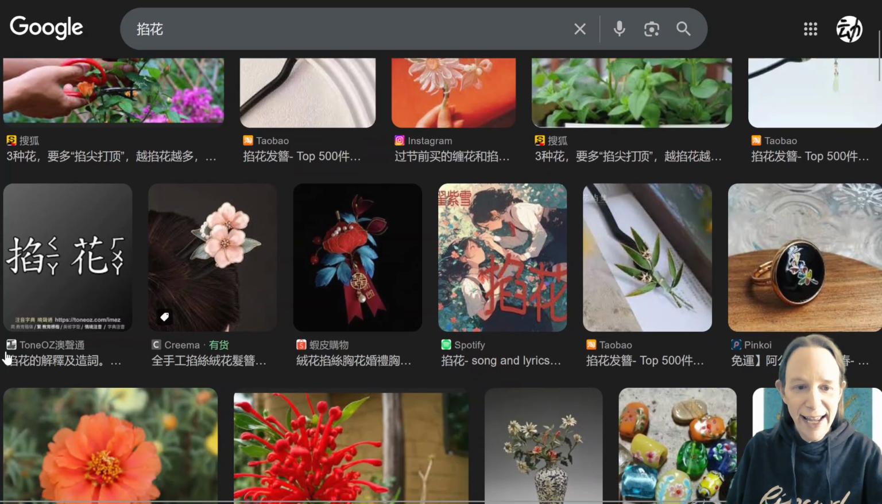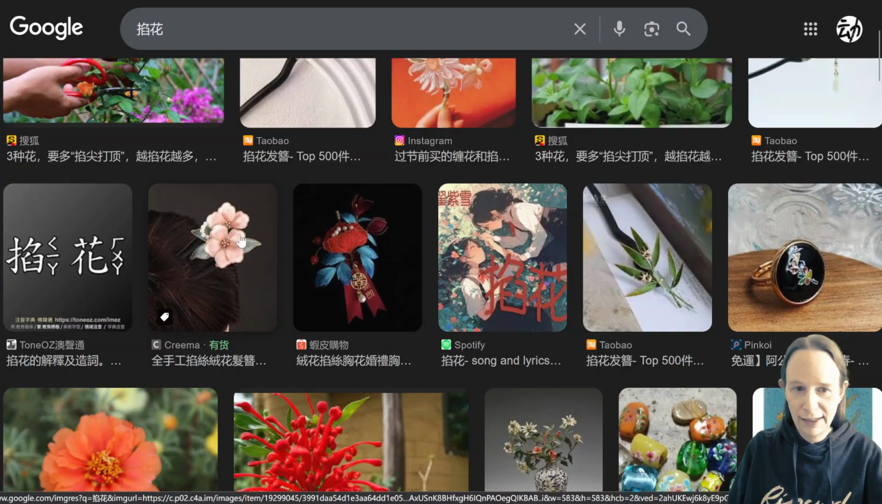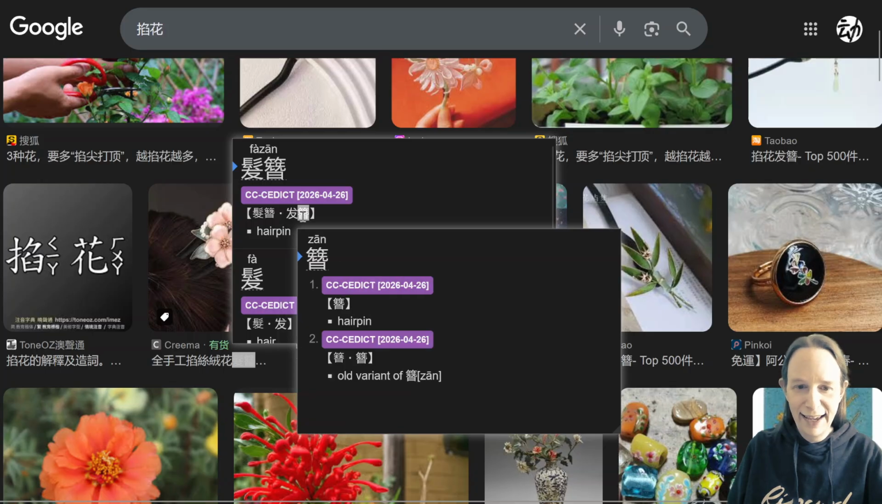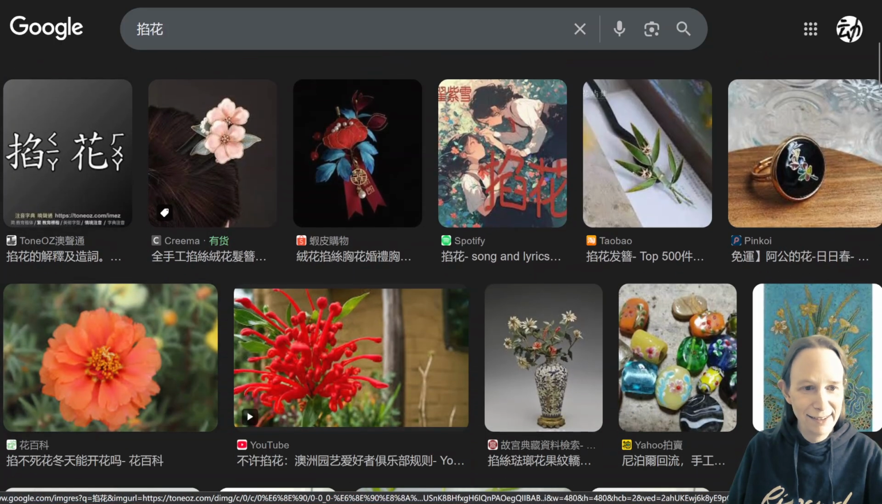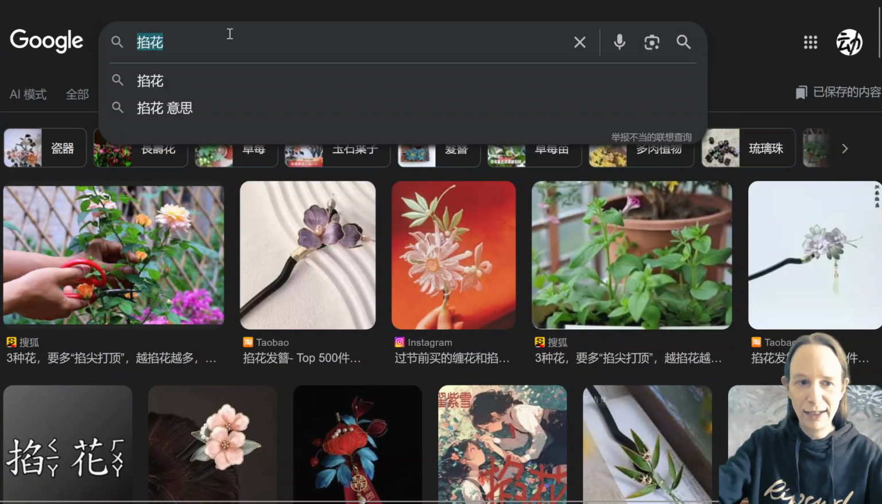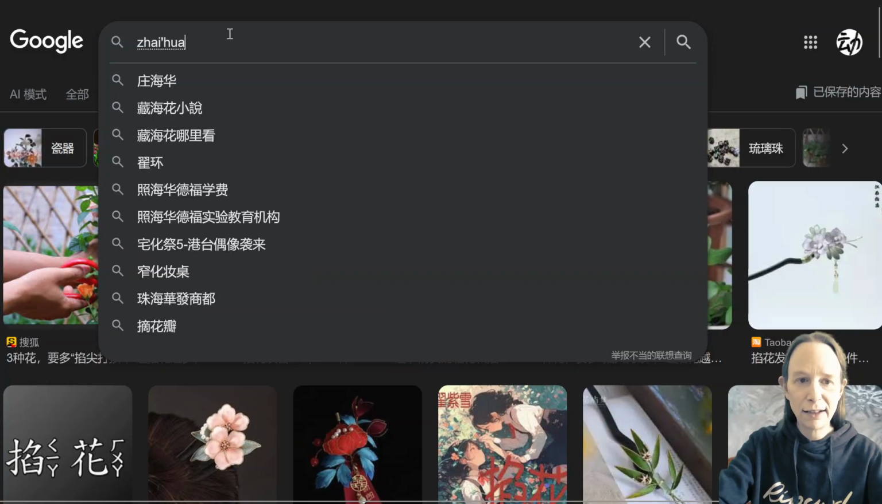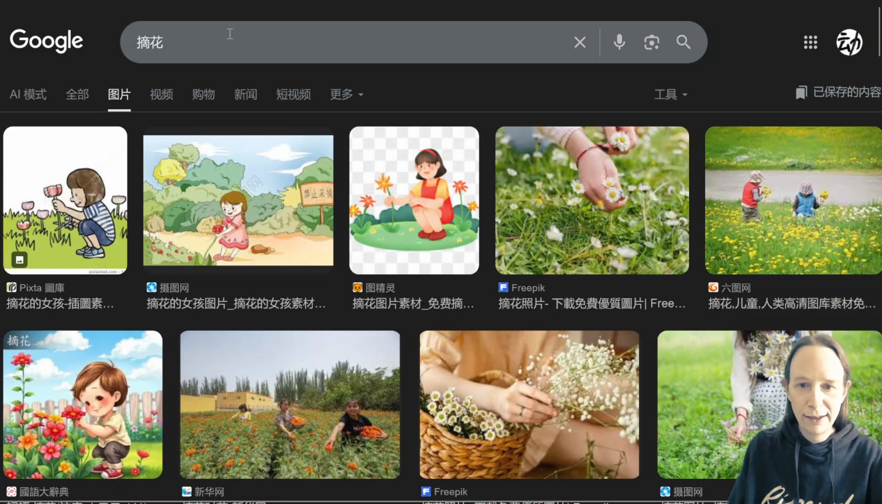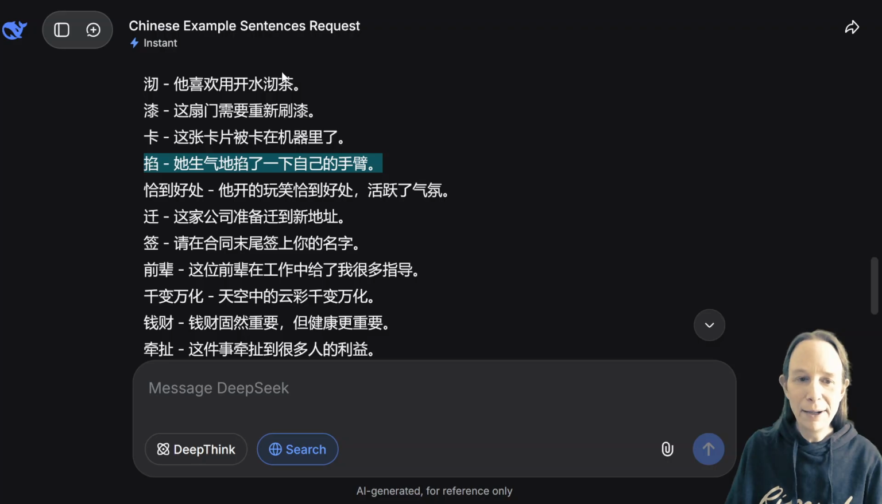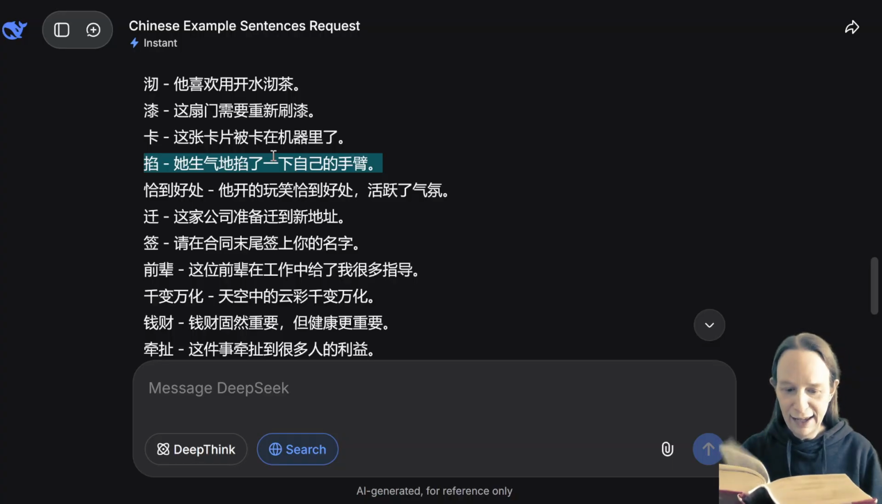Why is it not Jai? That's another character, right? This one. Yeah, it's 掐花, to pick flowers. But would it not be Jai Hua? Yeah, I think it's Jai Hua to pick flowers. Jai Hua. All right. Sorry, what's next? 掐.